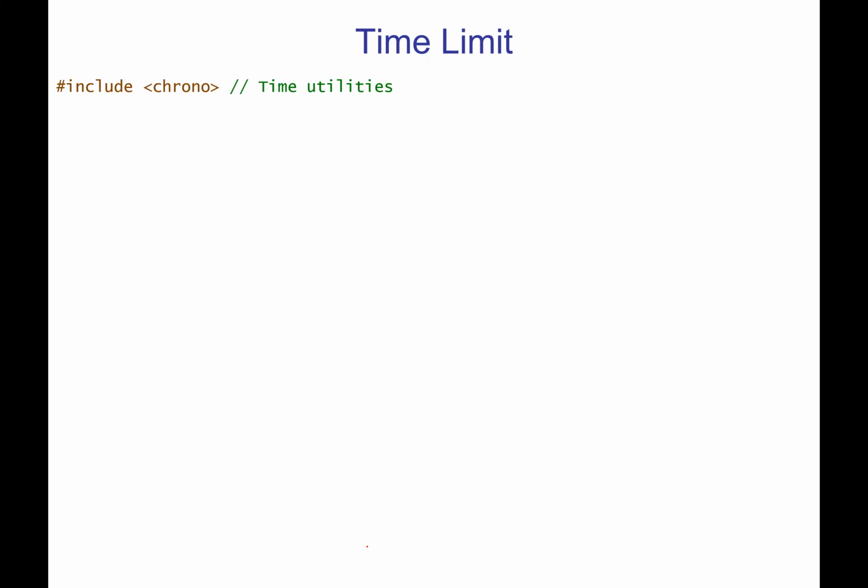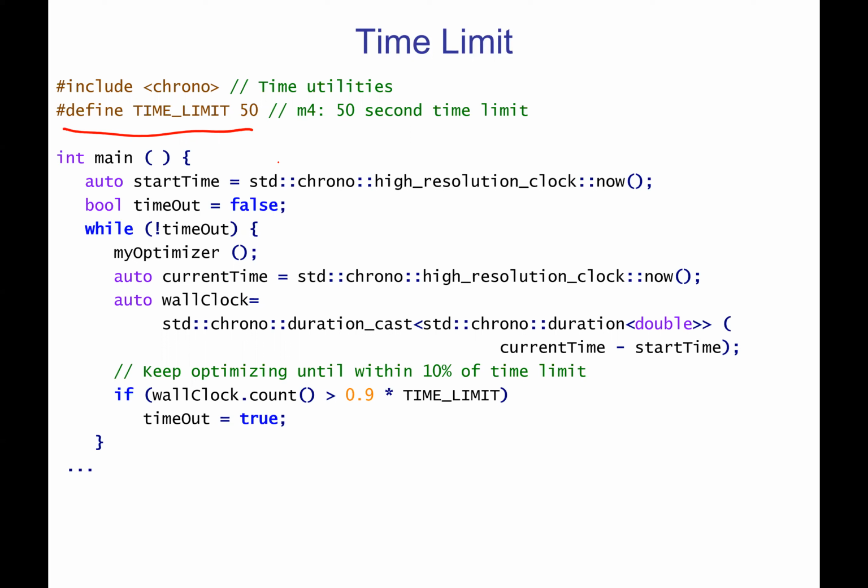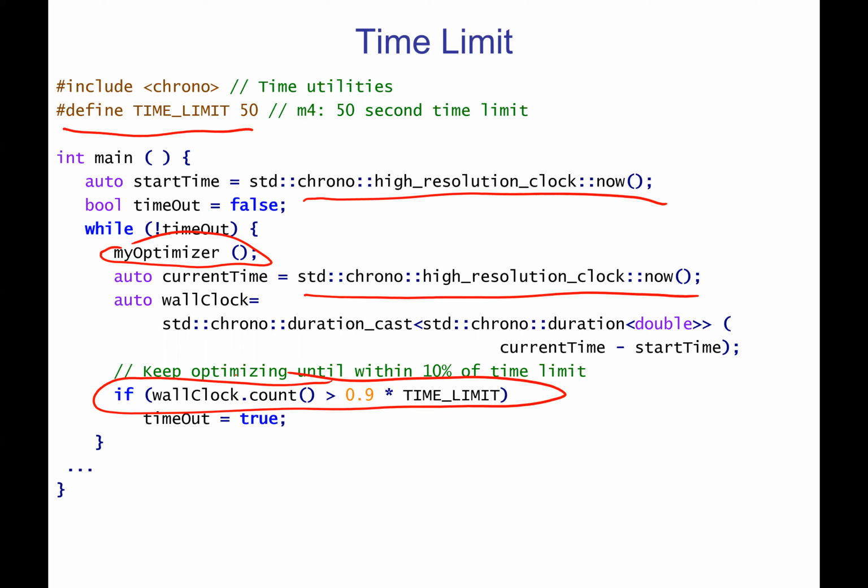That's where chrono comes in. You've seen this code a couple of times. We use chrono to time things, so I'm going to show you it again. I can define my time limit to be 50 seconds. Let me expand all of this, because you've seen this code before. I can say, give me the time right now when my program starts. I've got some optimizer that's going to work for a while, and every once in a while, I say, give me the time now, and check the current time. If I've used more than 90% of my total runtime budget of 50 seconds, and I made up the 90%, I'm going to stop. I'm going to say timeout is true, drop out of this while loop, and go finish up and give the answer.